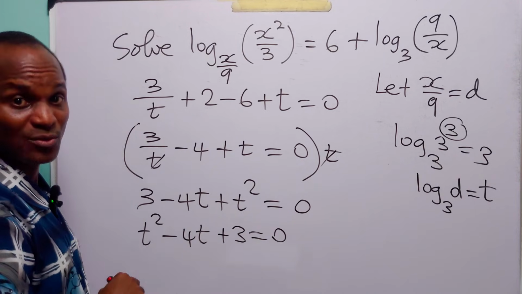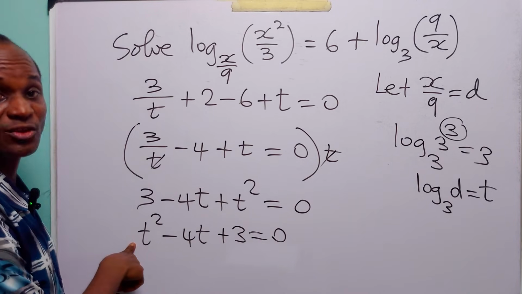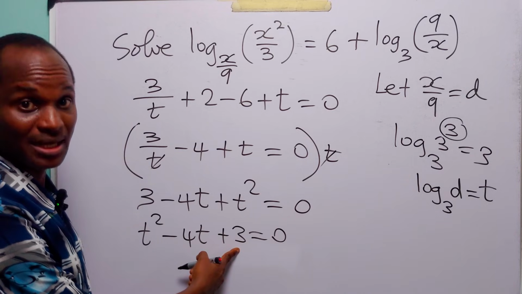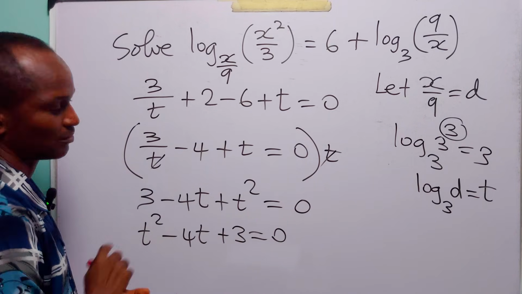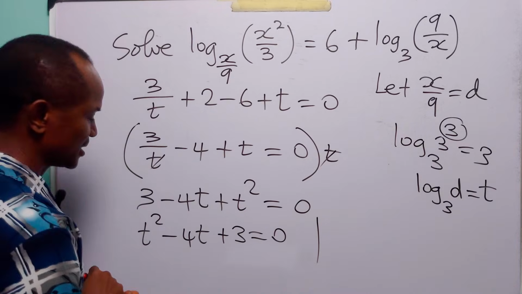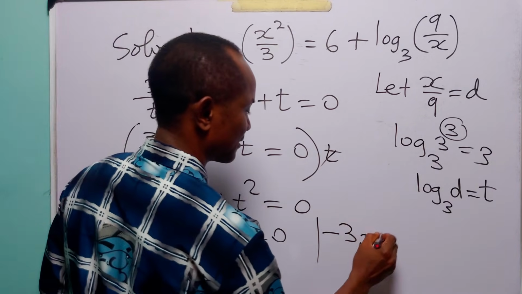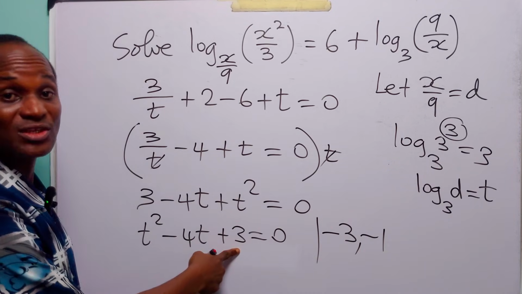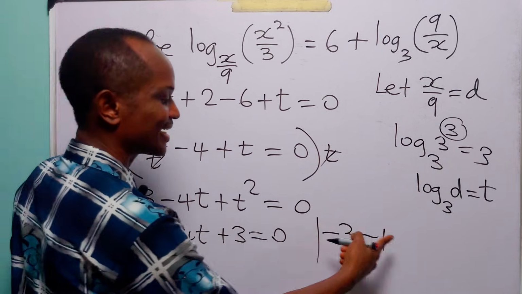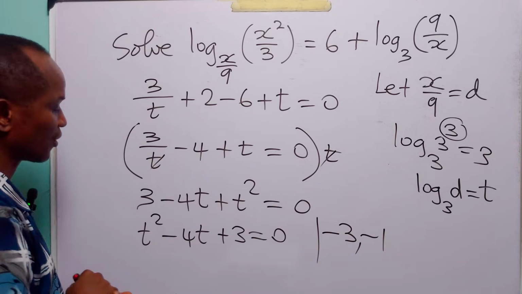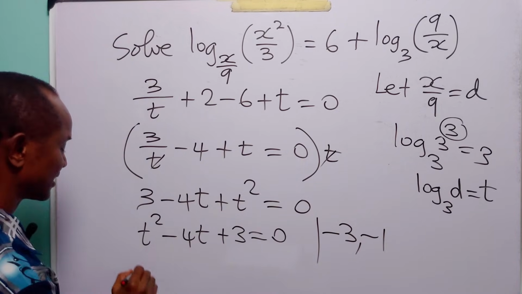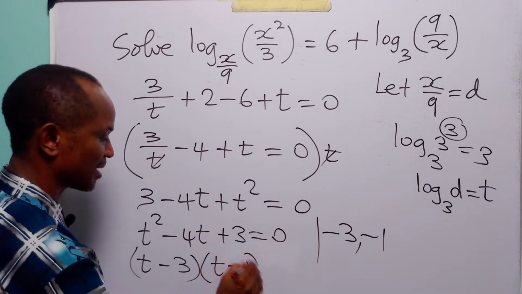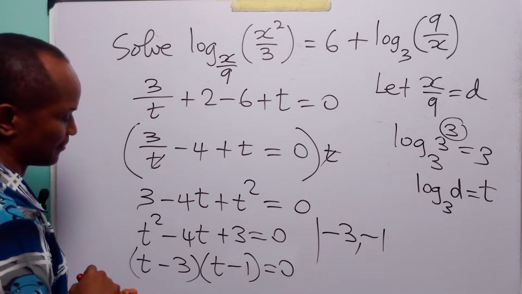We can solve this quadratic equation by factorization. Since the coefficient of t squared is 1, all we have to do is to find the factors of plus 3 that will add up to minus 4. And of course, those are going to be minus 3 and minus 1, because minus 3 times minus 1 is going to give us plus 3, while minus 3 minus 1 is going to give us minus 4. So we can factorize this left-hand side as t minus 3 multiplied by t minus 1 is equal to 0.